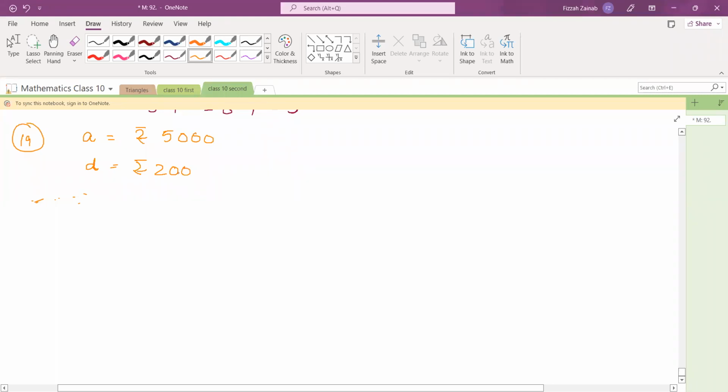In which year did his income reach rupees 7,000? So basically AN is 7,000, which is given here. You have to find N. Understood? So let N be the year in which the salary became this. So A plus N minus 1 into D is 7,000. Now please solve it and tell me how much is N.